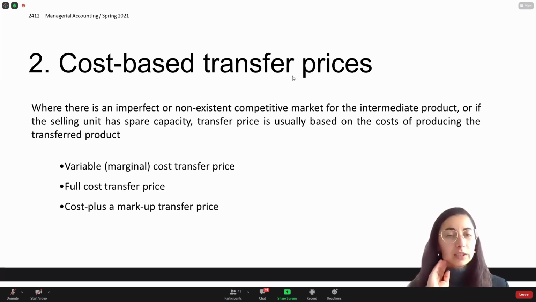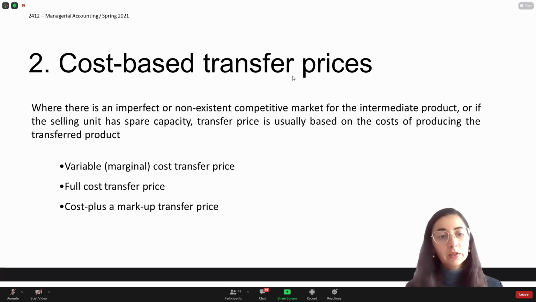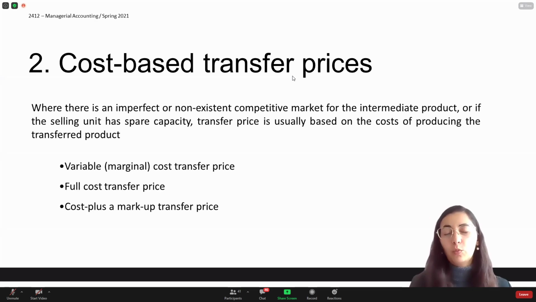So we can either only charge the variable, the marginal cost, as the transfer price. We can charge the full cost, so it's including variable cost plus the fixed cost, or the cost plus a markup. So on top of the cost, we put a markup of 10%, for instance, to make a small profit.